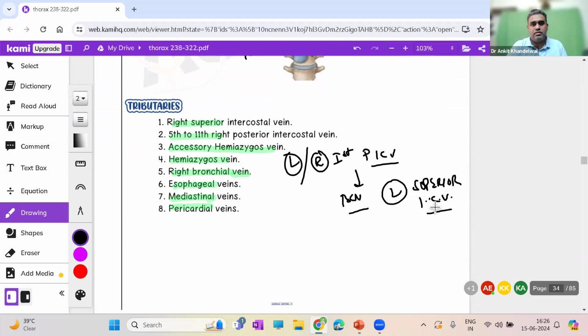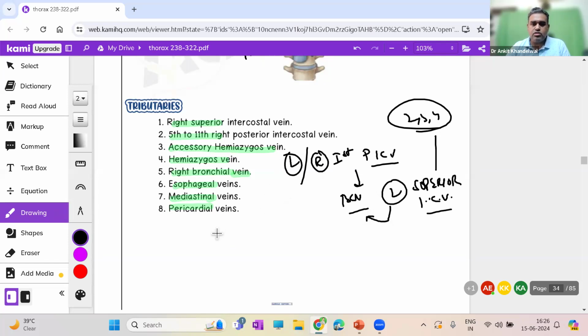Okay, left superior intercostal vein, that also drains into the brachiocephalic vein on the left side. Although the right superior intercostal vein will go to azygos. The right superior intercostal vein is formed by the 2nd, 3rd, and 4th posterior intercostal veins. So these superior intercostal veins, they are formed by what? 2nd, 3rd, and 4th intercostal veins. So on the left side, they will go to brachiocephalic again.